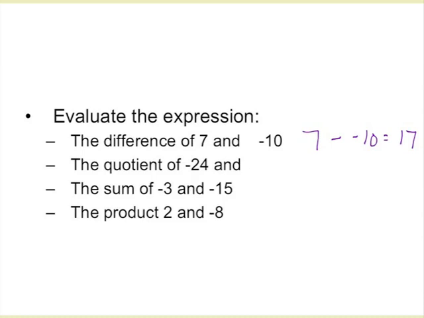I lost something in my notes here on the sign, but it says the quotient of negative 24 and 1/3. What does quotient mean? Divide. So we're going to do negative 24 divided by 1/3. How do I divide by a fraction? Multiply by the reciprocal. So we're going to flip that over and make it a 3. Multiply those, and we get negative 72.